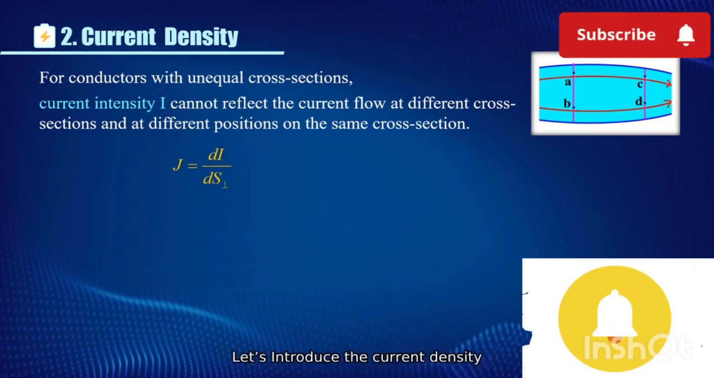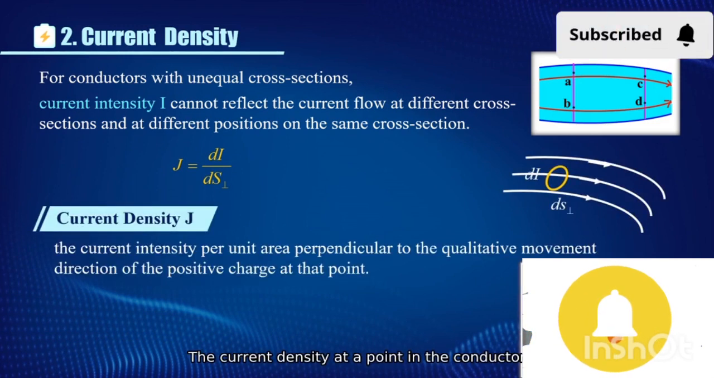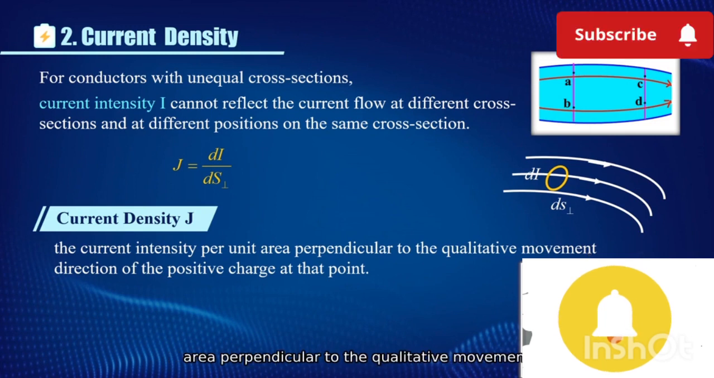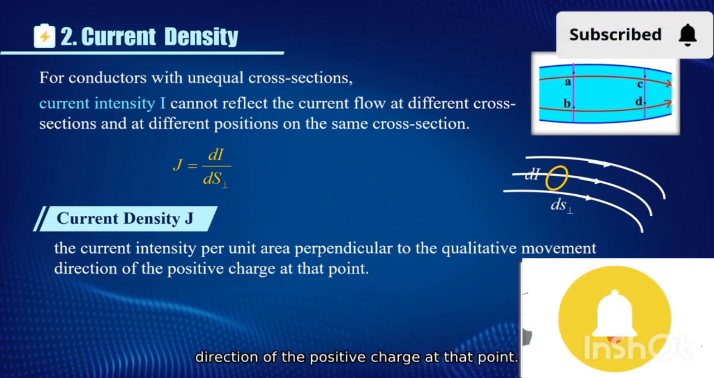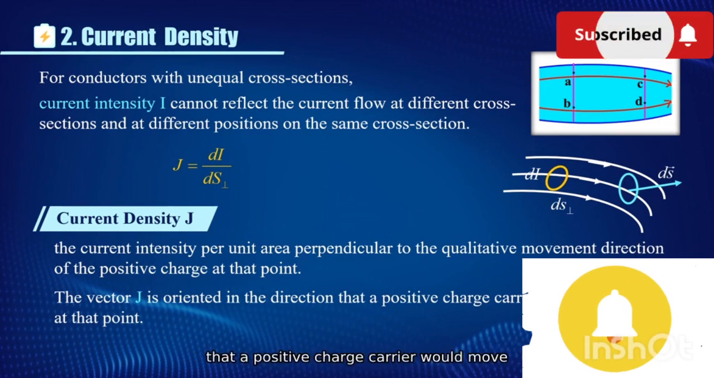Let's introduce the current density vector J, a physical quantity that describes the magnitude and the direction of the current at each point in space. The current density at a point in the conductor is numerically equal to the current intensity per unit area perpendicular to the direction of motion of the positive charge at that point. The vector J at any point is oriented in the direction that a positive charge carrier would move at that point.